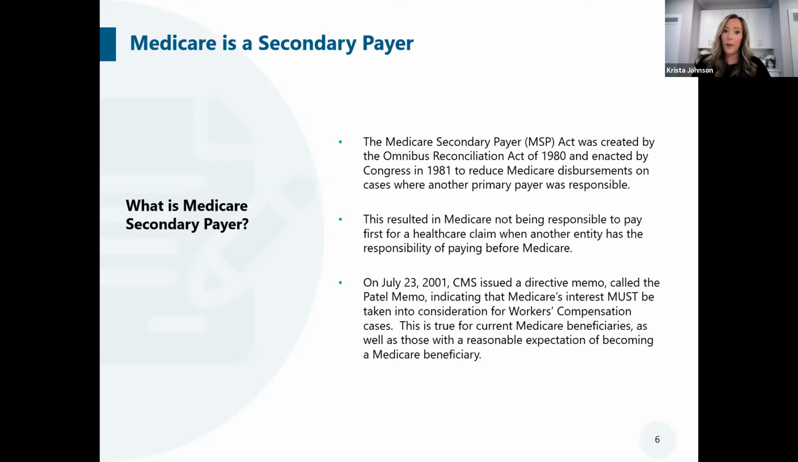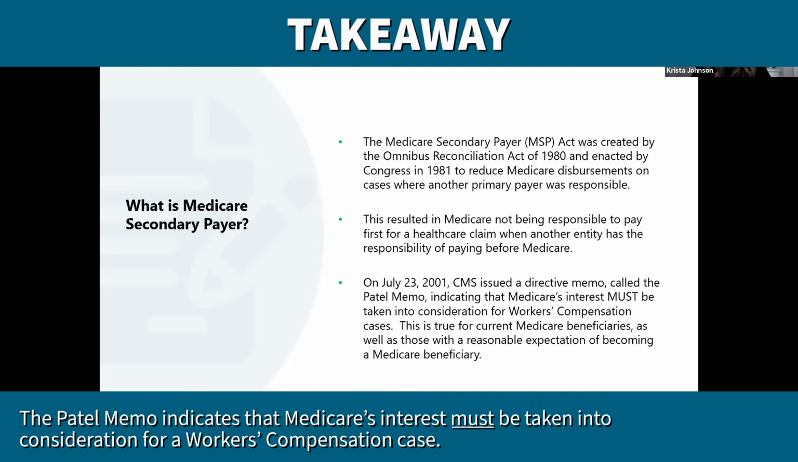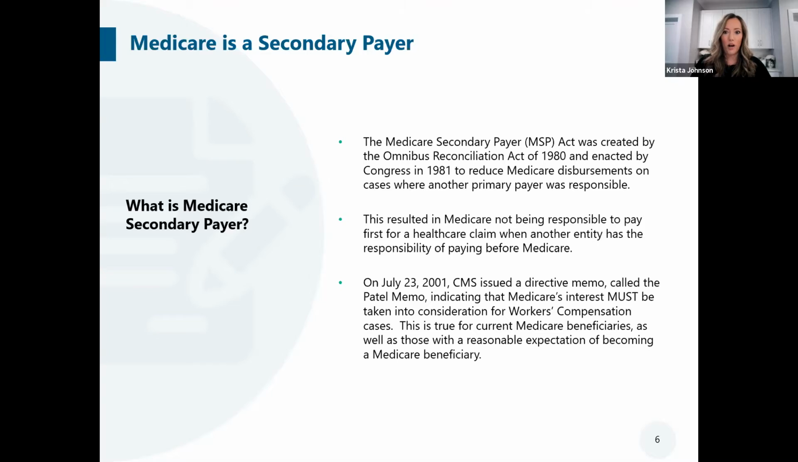So on July 23rd, 2001, CMS issued a directive memo. It's called the Patel Memo, indicating that Medicare's interest must be taken into consideration for a workers' compensation case. That terminology is quite important and perhaps something you've even heard of before. This is true for current Medicare beneficiaries, as well as those with a reasonable expectation of becoming a Medicare beneficiary in the future. So what does a reasonable expectation mean? That is if you are believed to become a Medicare beneficiary within 30 months of your settlement date.